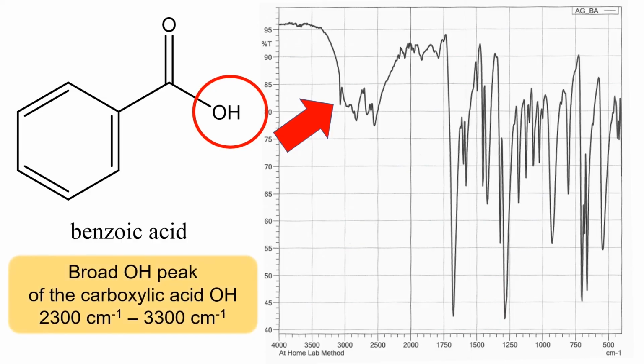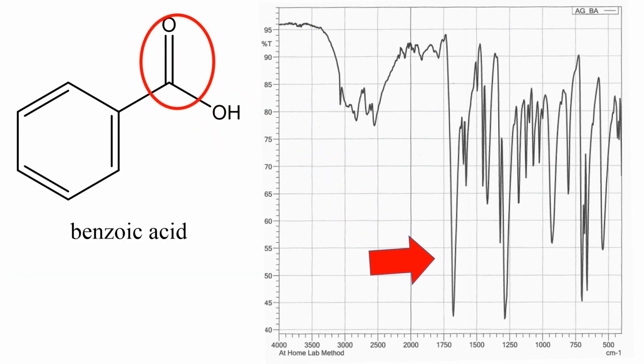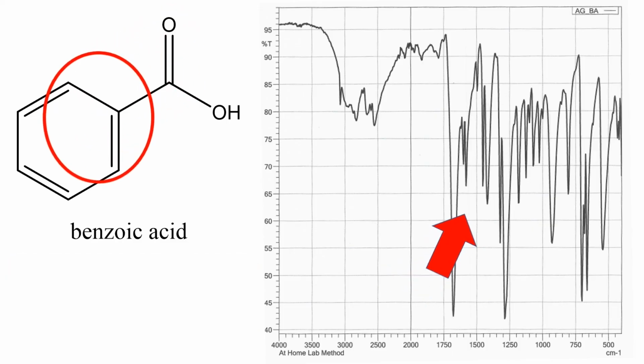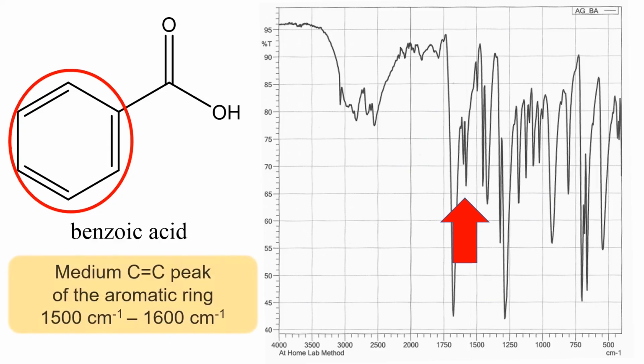We can see the broad OH peak of the carboxylic acid OH group between about 2300 wave numbers and 3300 wave numbers. We also see the strong carbonyl peak near 1725 wave numbers. And finally, we see the medium carbon-carbon peaks of the aromatic ring between 1500 wave numbers and 1600 wave numbers.